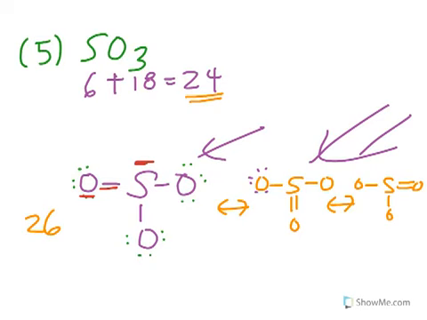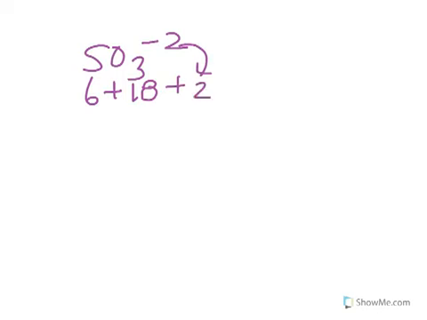So let's just look at the last problem. It actually is SO3, but it's SO3 minus 2, so it's not sulfur trioxide, it's a sulfite ion. So when I add my count, and I had 6 and 18 like I had before, which was 24, I have to add 2 more. So now my count is 26.